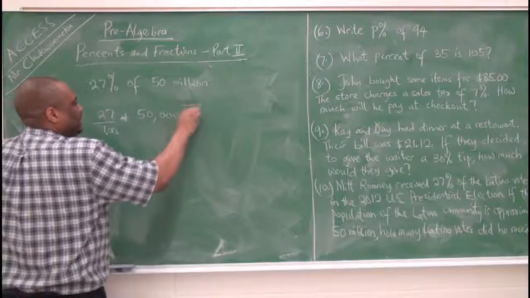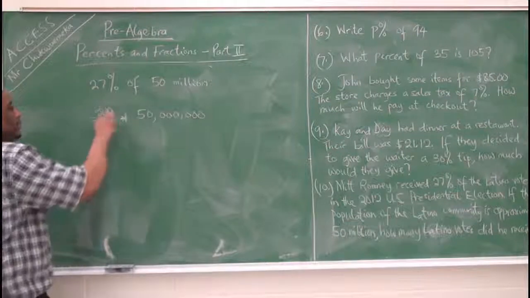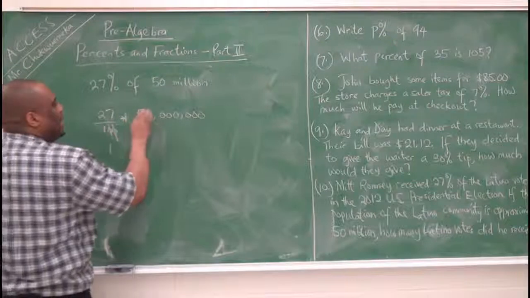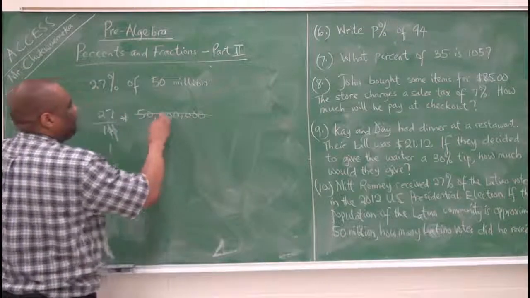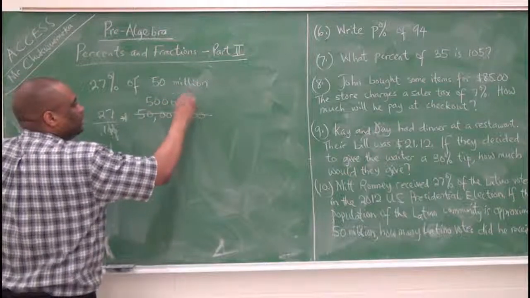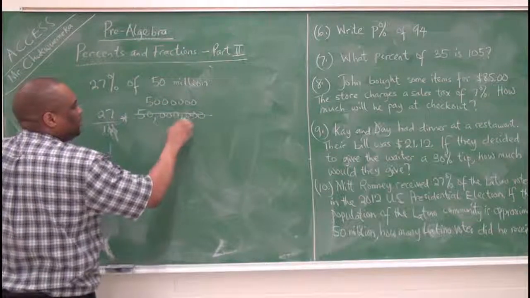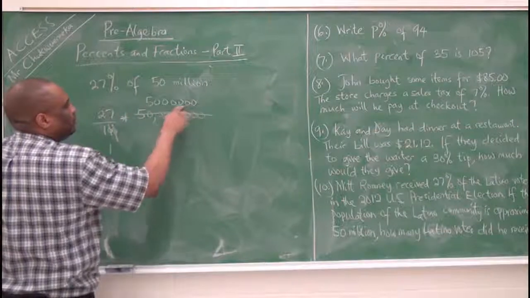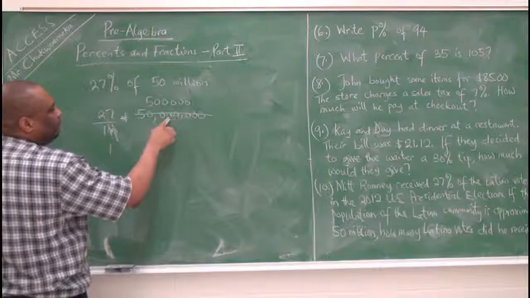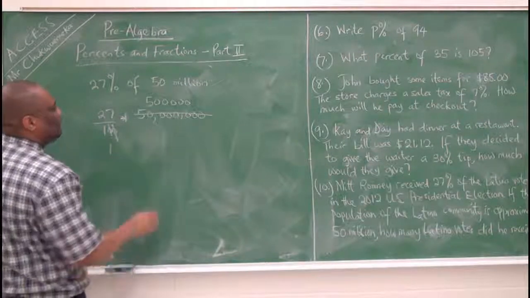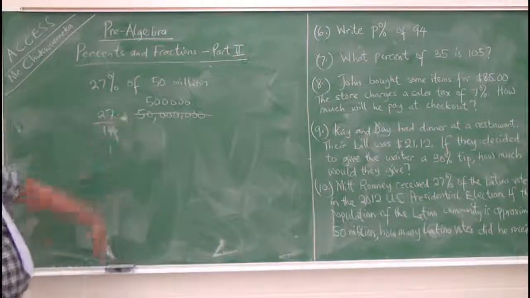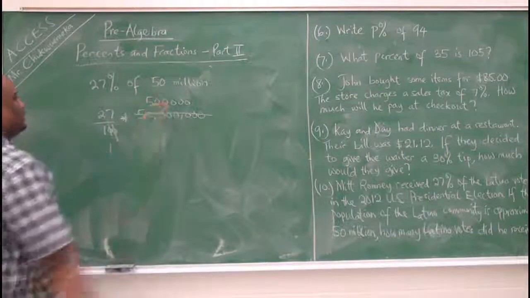50 million is 5 followed by 7 zeros. So 100 can divide 100 to give you 1, and 100 will divide 50 million to give you 5 followed by 5 zeros. So it should be 500,000.